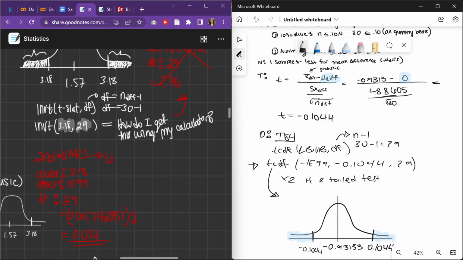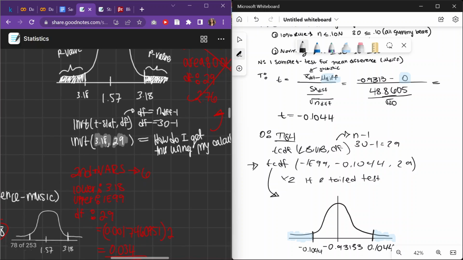Okay, yeah, so I think I'm right. Because the T statistic was positive in this case, it was 3.18, we did 1E99, right? Because that was the interval, and then the DF, right? And then we multiplied it by 2, and then it gave us that. But if it's negative, in our case it's negative 0.1044, we would make it our upper, and our lower would be negative infinity, and then we would just multiply that times 2 to get the other side.